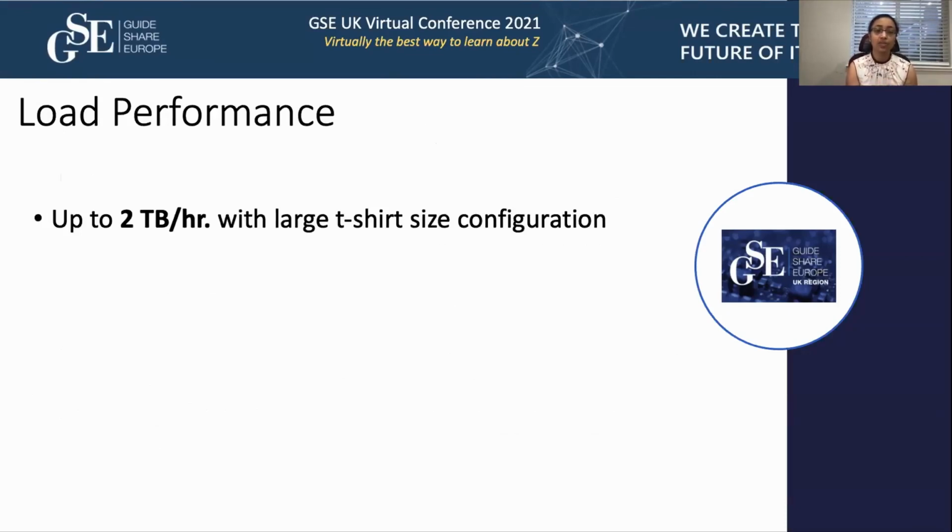What we have gathered is the load performance with this large t-shirt size configuration: DataGate can handle up to 2 terabytes an hour of incoming data to be synchronized. And this 2 terabytes an hour includes the on-the-fly conversion to Unicode as well.